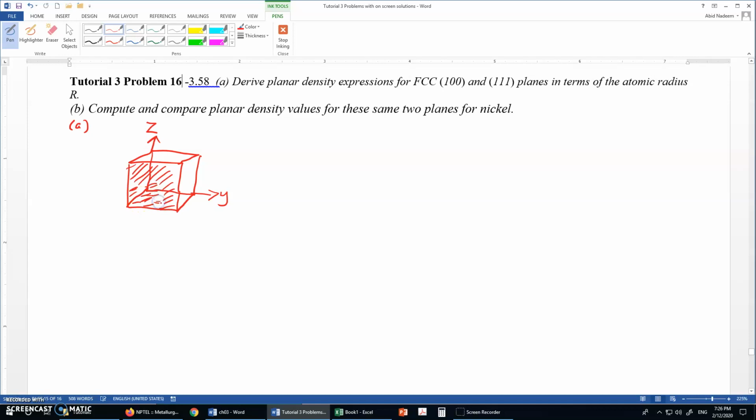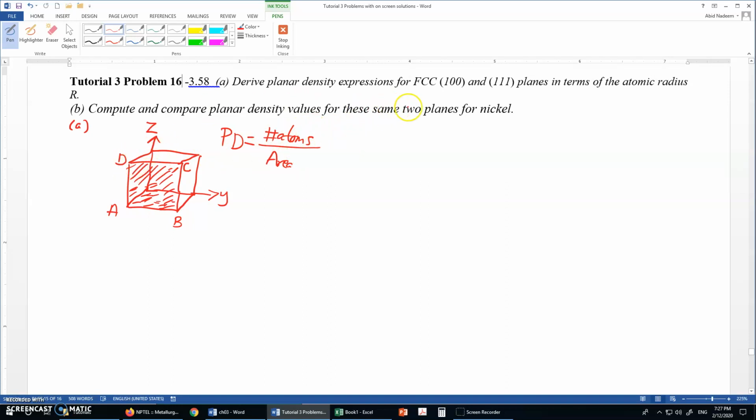this front face. That means A, B, C, D will be the 100 plane. Okay, so for this plane we need to find the planar density, PD. The planar density is equal to the number of atoms associated with this plane divided by the area of the plane. So how many atoms are associated?